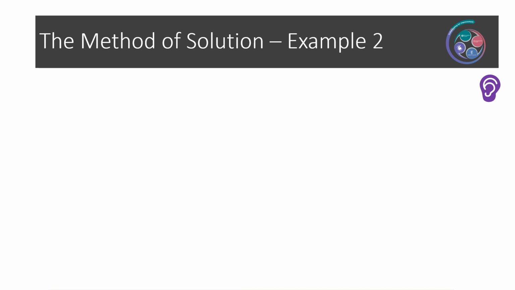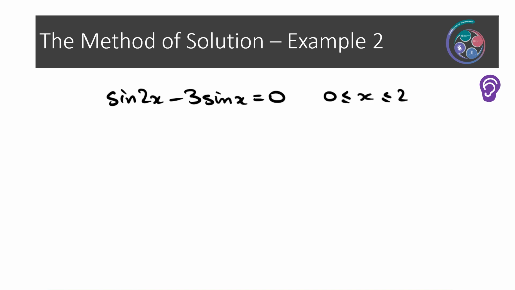For the second example, I'm still going to stick with my sine 2x. This time I'm going to solve sine 2x minus 3 sine x is equal to 0, but this time I'm going to change the x has to be between 0 and 2 pi. Okay, so in other words, we're working it out in radians. Right, remember, expand, factorise, solve.